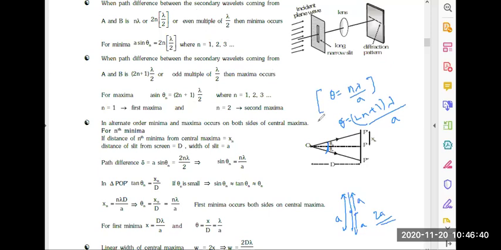Okay, so then what will this be? This is your 2 theta. Yes or no? This is your 2 theta. Now obviously you can find the angular fringe width. Okay, makes sense? Tell me, makes sense?